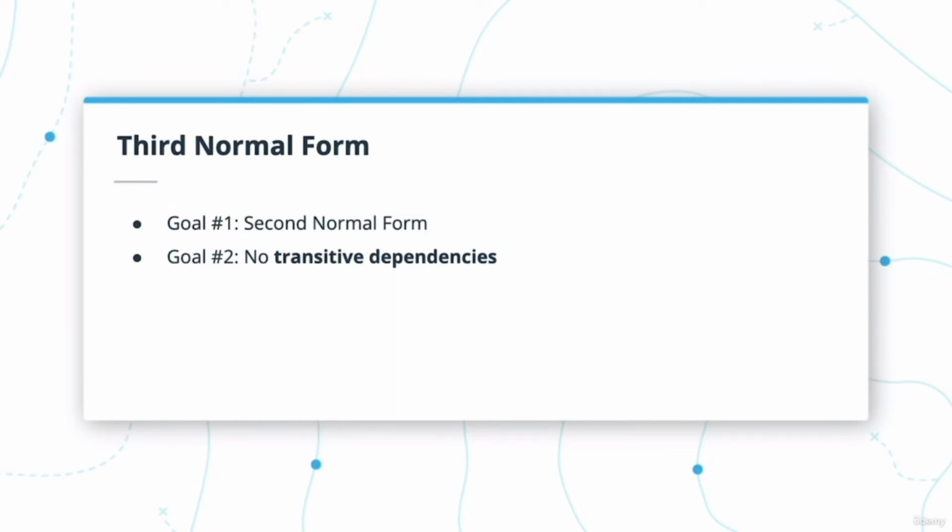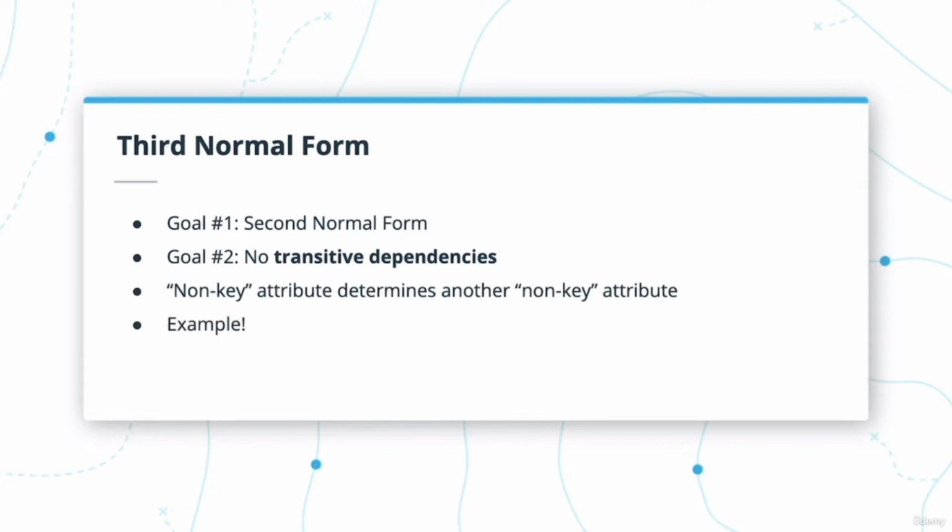We already know what a dependency is a little bit, but we don't know what a transitive dependency is. So the original definition of a transitive dependency is when a non-key attribute determines another non-key attribute. I think this is best seen by looking at an example, because definitions can often be confusing, and seeing an example will actually make it a lot clearer.